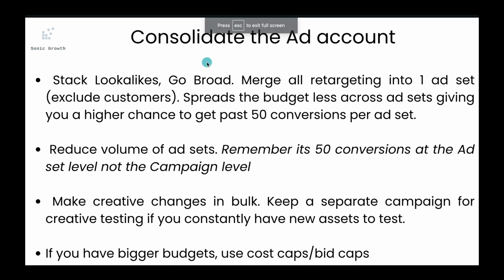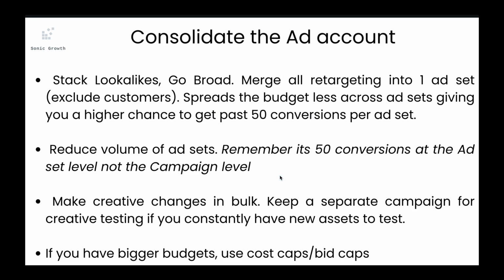Okay, so number one, consolidate the ad account. So you can stack the lookalikes together instead of spreading them out by 1, 2, 3, 4, 5%. And like purchase, non-purchase, emails, all that stuff. You may as well just stack any winning ones you find in one ad set. You can go super broad, merge all retargeting into one ad set. So essentially, you're spreading the budget less across multiple ad sets, and then you're giving a higher chance to get past the 50 conversions per individual ad set.